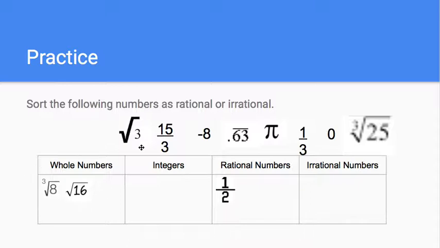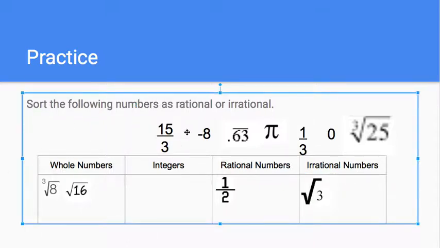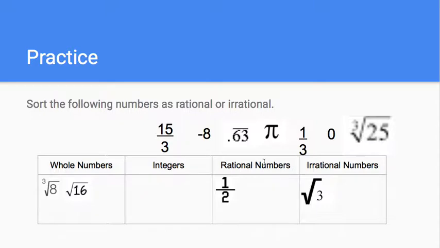The square root of 3, however, is not a perfect square. It does not work out perfectly. It's going to give me a weird decimal that does not end or repeat. It's irrational. 15 over 3. 15 over 3 is a fraction, so I automatically know it's rational. But 15 divided by 3 gives me +5. That actually lands in the whole numbers category.